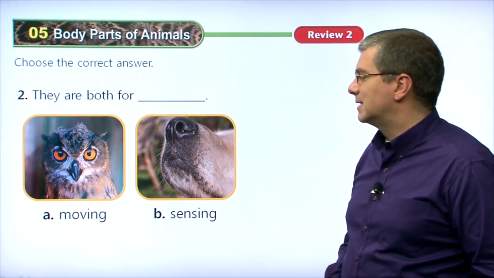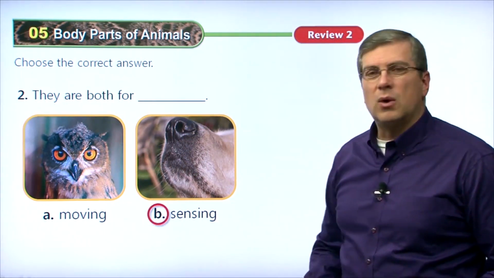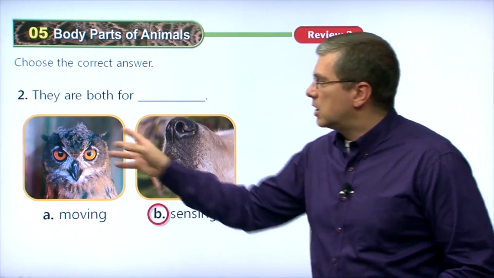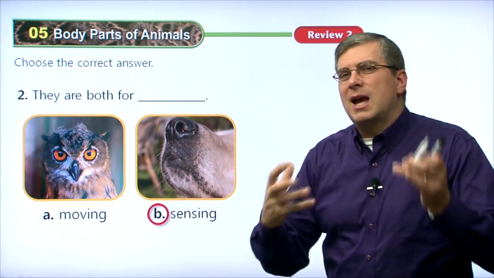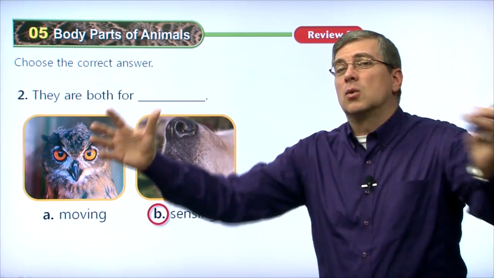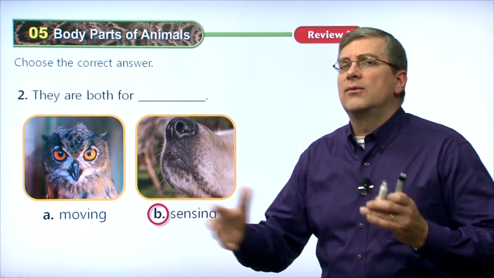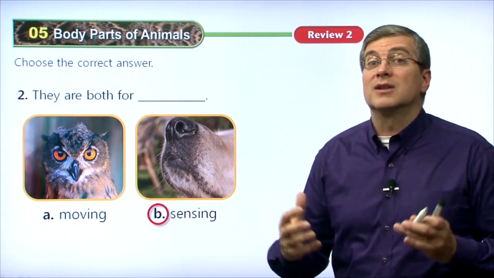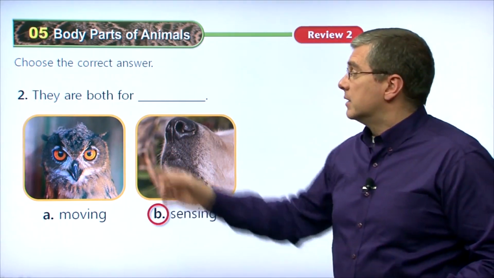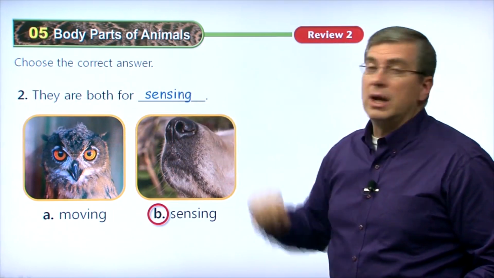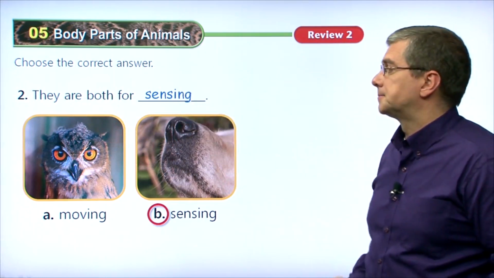They are part of the senses. They are used for sensing things. They are used for finding out or trying to figure out what is around me. When you use your eyes, your ears, your nose, you're trying to find out what's around you. You are sensing something, okay? So these are both used for sensing, okay?